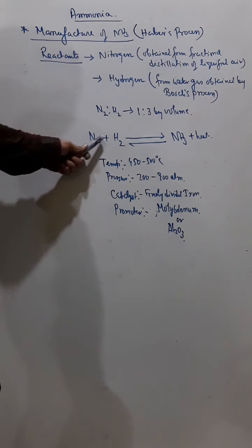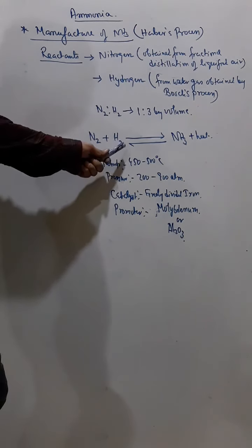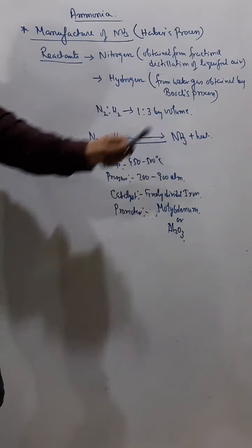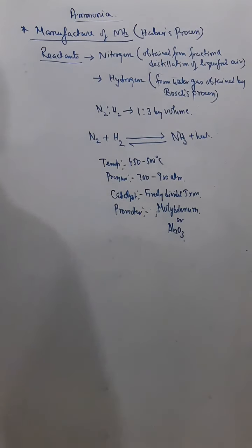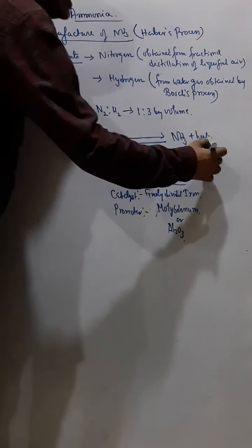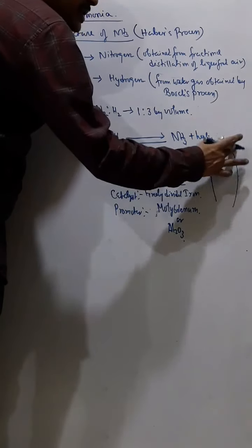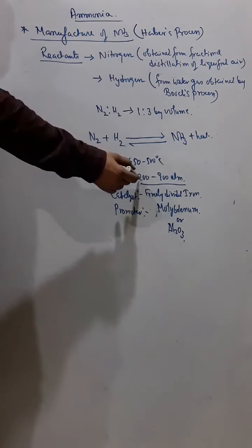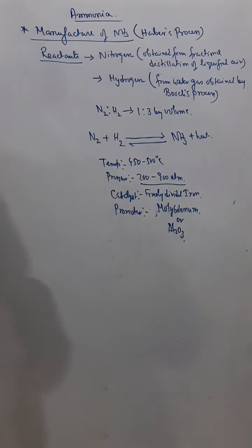Now the reaction between nitrogen and hydrogen occurs in these favorable conditions. So these conditions are necessary, and then we get ammonia. The temperature should be between 450 to 500 degrees Celsius, pressure between 200 to 900 atm. It depends upon the capacity of the furnace that we are using for the manufacture, but pressure is generally between 200 to 900 atm. Catalyst is finely divided iron, and promoter is molybdenum or aluminum oxide.